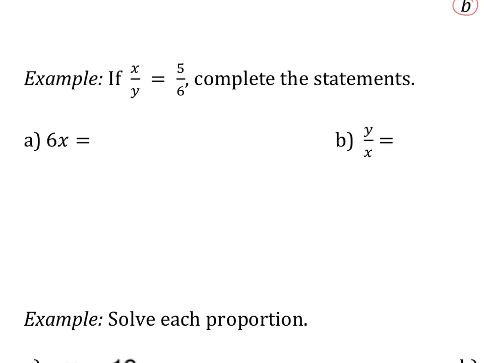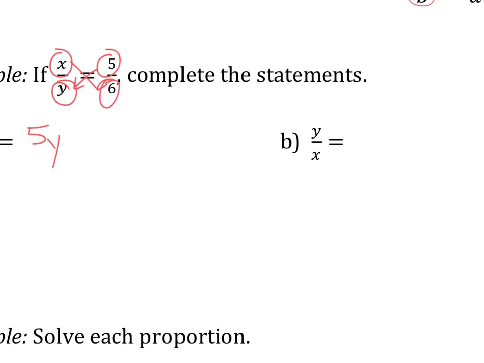That's going to be a big one that we use a lot. And so our first example says if x over y equals 5 over 6, so I have a proportion, we have two fractions equal to each other, complete the following statements. For letter A, it says 6x, so 6 times x, if we did that, has to equal 5 times y. Right, as long as I'm multiplying across, we're okay.